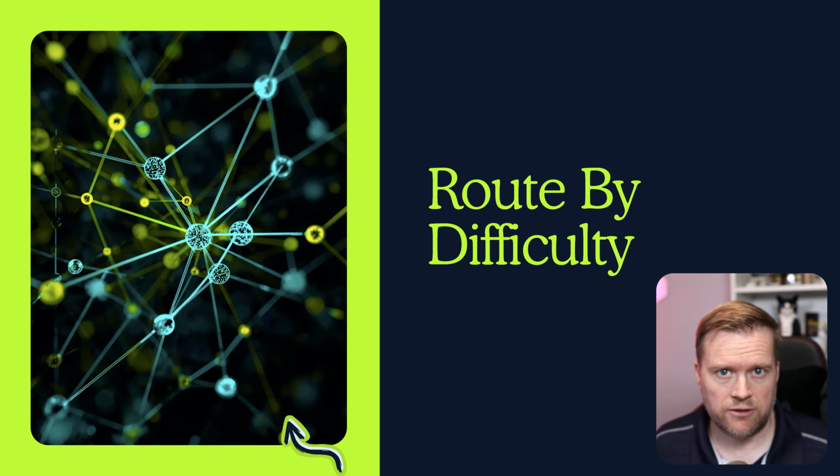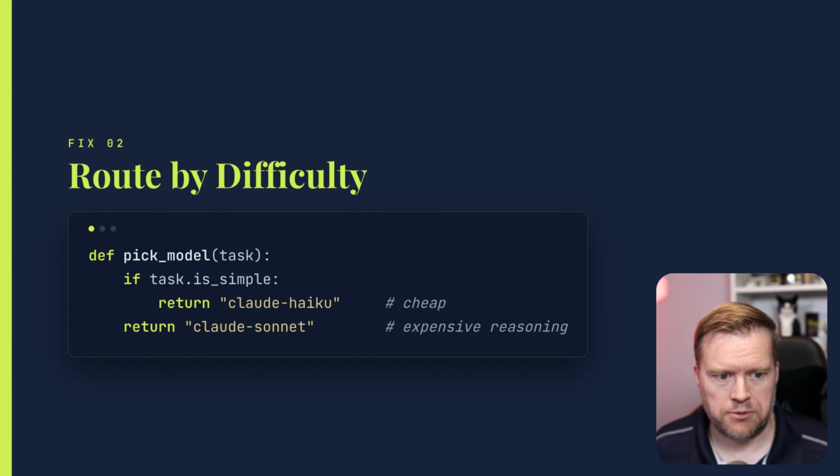This may sound obvious, but you want to look into routing your different messages based on the difficulty. So here's a code example. Let's imagine that you have a task that's very difficult. You may want to use one of the newer frontier models. However, if it's something simpler, you want to use a cheaper model. In this case, maybe we use Claude Haiku for something cheap, and then use Claude Sonnet for something a little bit more difficult. And then you can use an if statement.